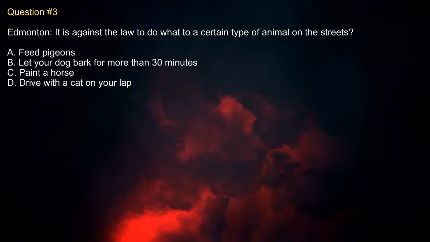All right. So this law is in Edmonton. It is against the law to do what to a certain type of animal on the streets in an alley? Is it A, feed pigeons? Is it B, let your dog bark for more than 30 minutes? Is it C, paint a horse? Or is it D, drive with a cat on your lap? Good luck, everyone.